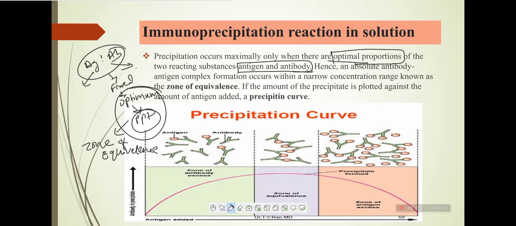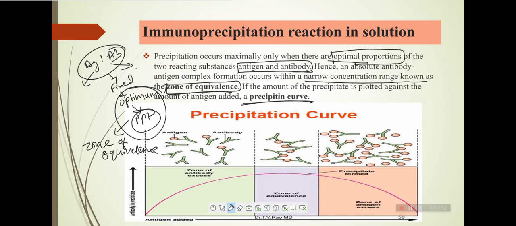Okay, the zone of equivalence is where the ratio of antigen and antibody is fixed or optimum. Hence, an absolute antibody-antigen complex formation occurs within a narrow range known as the zone of equivalence. And the curve by which we determine this type of zone is known as the precipitin curve.